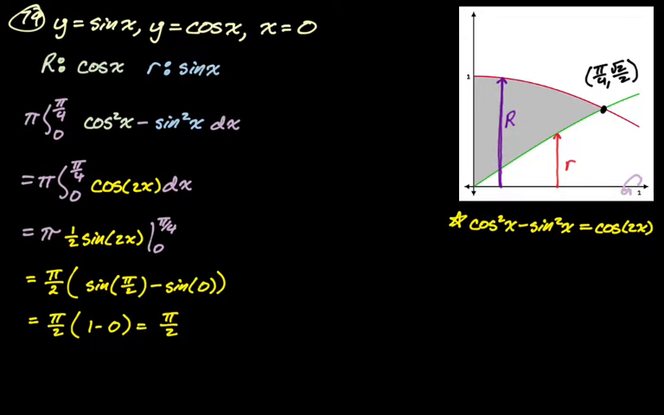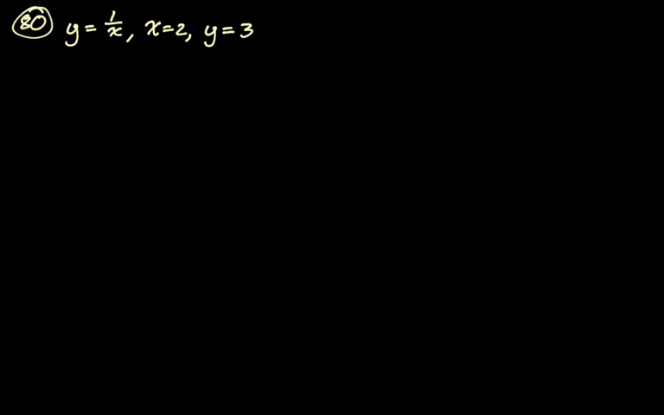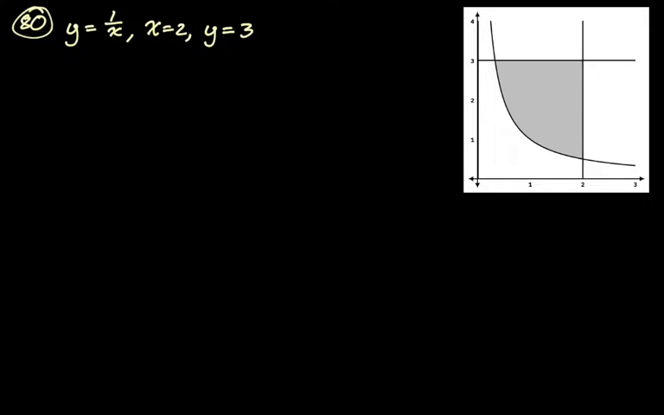Okay, let's look at another one. So this is number 80. Y equals 1 over x, x equals 2, y equals 3. So you see this and you start thinking, all right, somehow these three curves must define a region. So we're going to graph 1 over x, x equals 2, y equals 3. It looks like this. You can see there's only one region that is contained by all three of them. To deal with this, we are going to need to know where they intersect. So 1 over x intersects y equals 3 at x equals 1/3. So we know that this intersection point here is (1/3, 3).